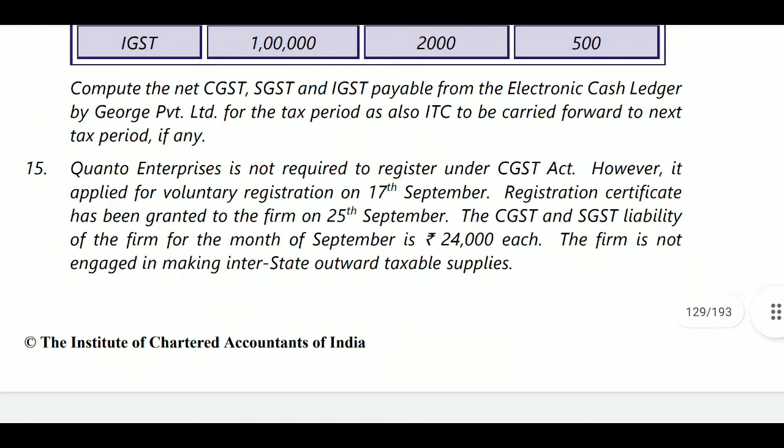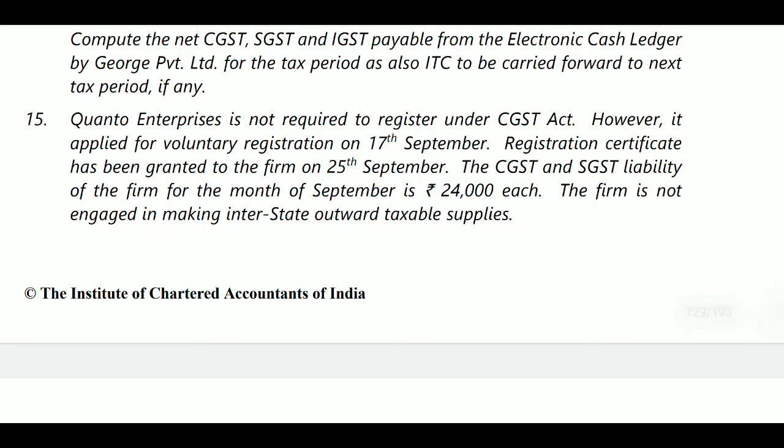Okay, question 15. Quantama Enterprise is not required to register under the CGST Act. However, it applied for voluntary registration on 17th September, as the government provided for voluntary registration. The registration certificate was obtained by the firm on 25th September. We applied on 17th September and we got the registration on 25th September.